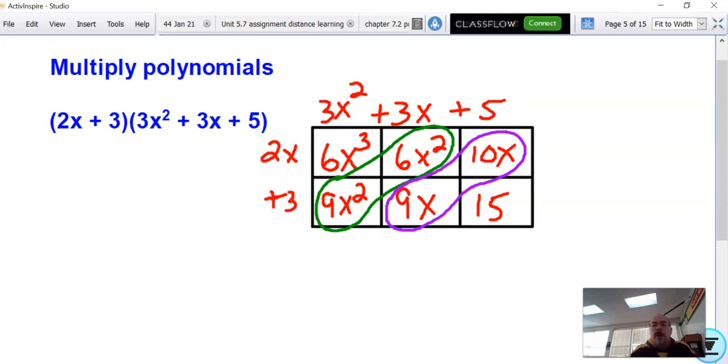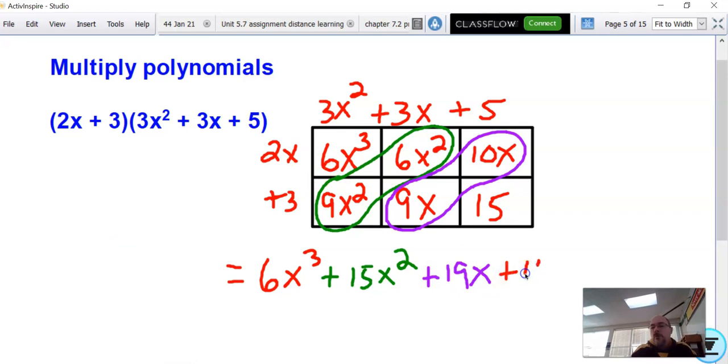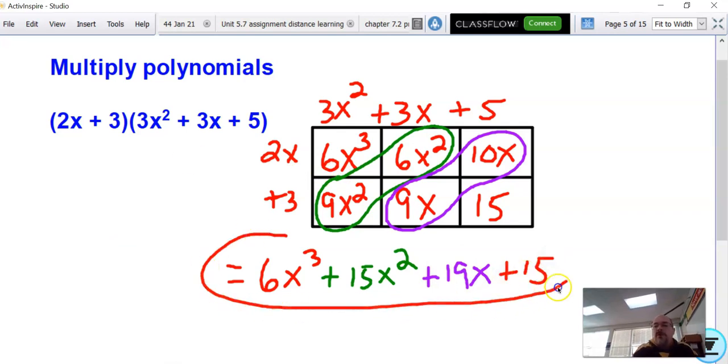So our answer here, ladies and gentlemen, is going to be the 6x cubed. And then we're combining what I circled in green, 9x squared and 6x squared. That's going to be plus 15x squared. And then combining what I circled in purple, that's going to be plus 19x. And then at the end, we've got the plus 15. Voila, we've multiplied them together. All right, let's keep going.